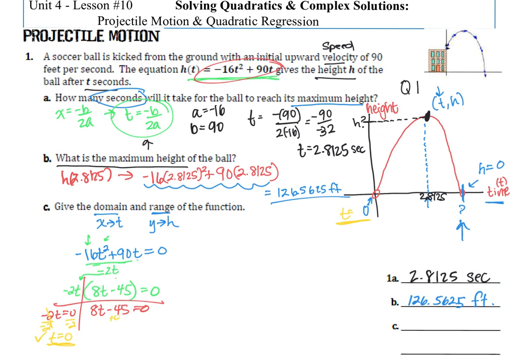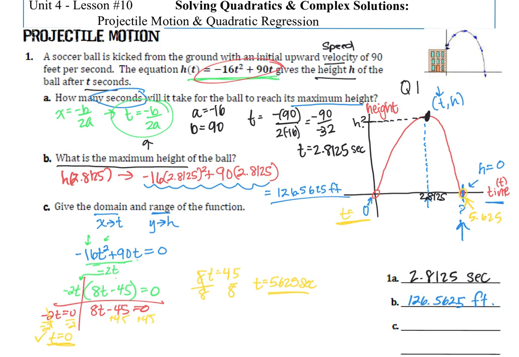My second one will add 45 to both sides. So we have 8t equals 45, and then divide by 8, and 45 divided by 8. Okay, we will deal with decimals here because we're dealing with time, and that would just make a little bit more sense. 5.625 seconds. Okay, that number right here, 5.625, that's what time the ball landed on the ground.